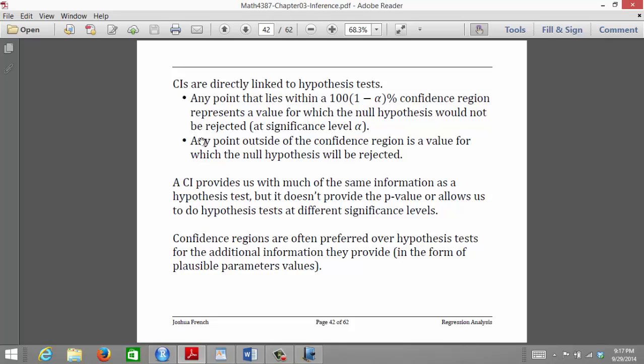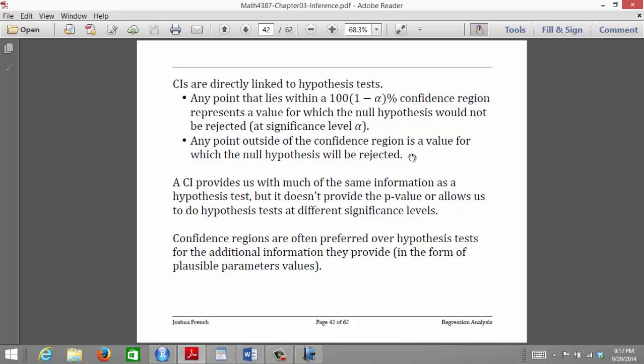On the other hand, for any value outside of our confidence region, if we did a hypothesis test for those particular parameter values, we would in fact conclude the alternative hypothesis. So we would reject the null hypothesis and conclude the alternative for all the values outside of our confidence intervals or confidence regions.